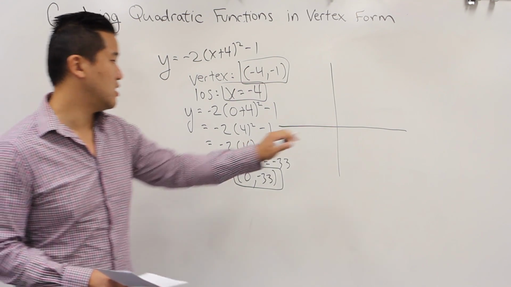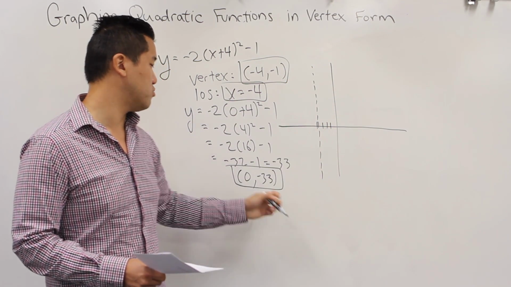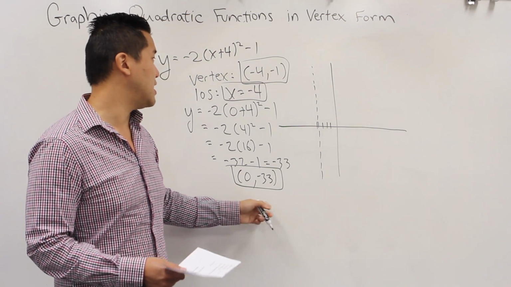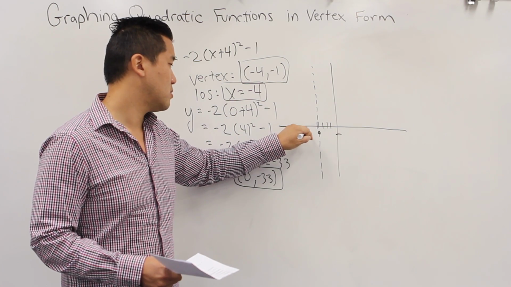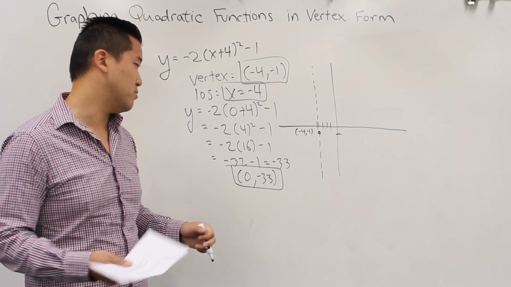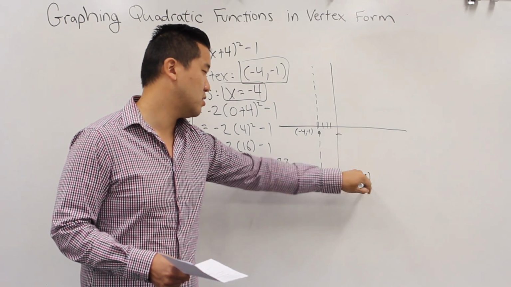Let's graph this guy. Line of symmetry is -4. I'm just going to estimate it just because I don't want to go 33 down. So I'm just going to estimate it. As long as you label your points, there's no reason to do tick marks. So let's just estimate it here at 0, -33.